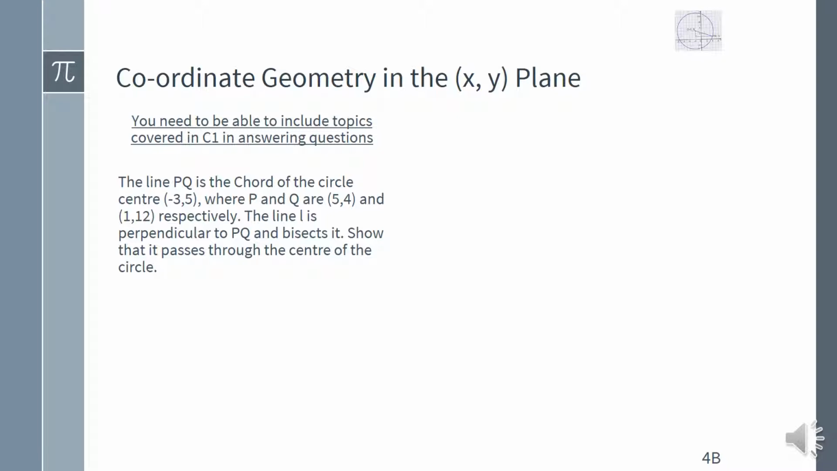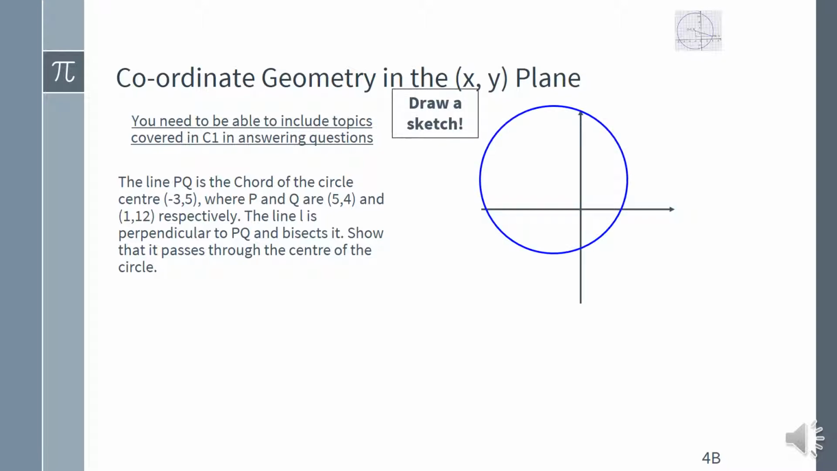Well, first step, draw a sketch. Axes, circle, centre minus 3, 5. P is 5, 4. Q is 1, 12. Chord, joining them up. Line L goes through the middle of the chord. We have to show it goes through the centre of the circle. Let's assume that it does in our sketch.